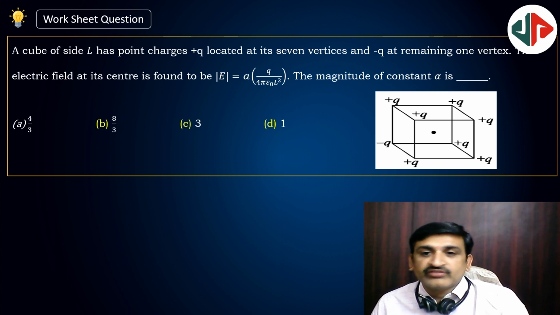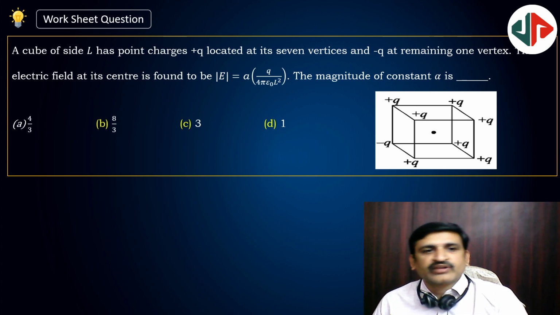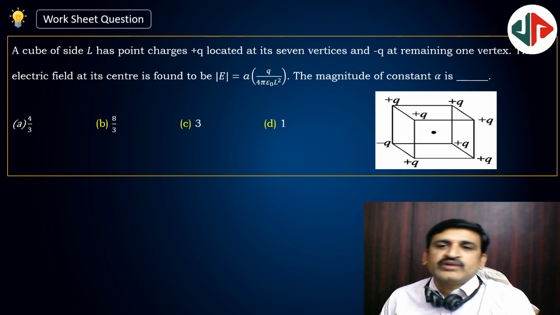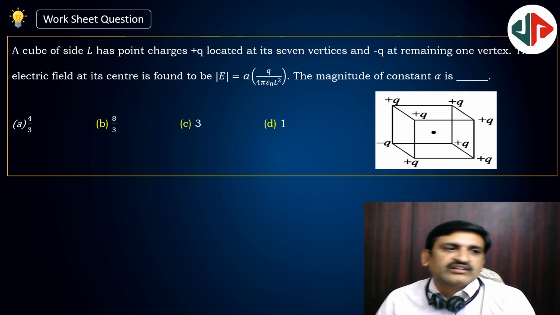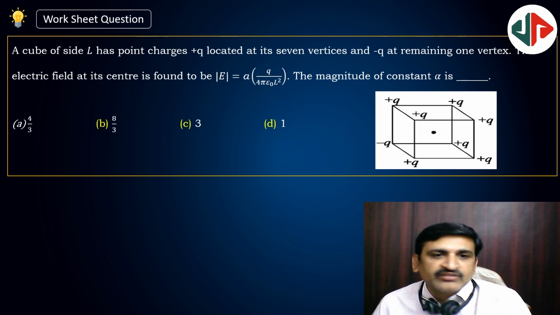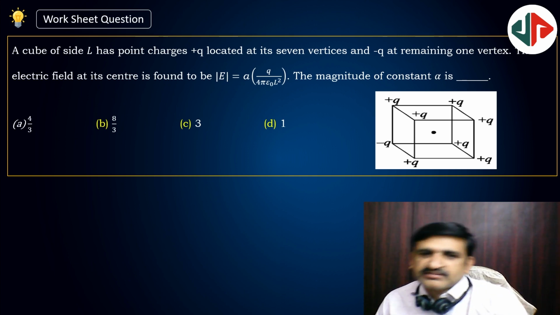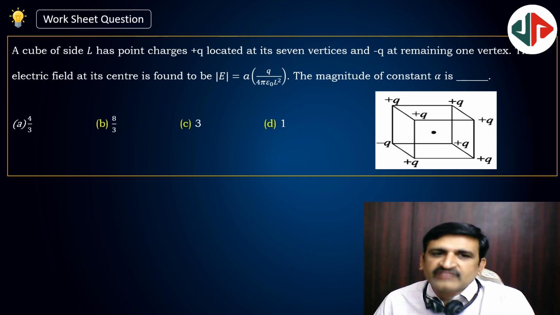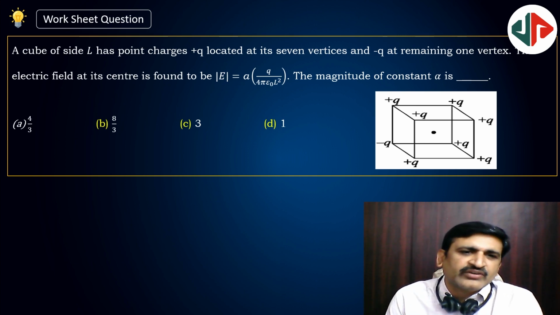1, 2, 3, 4, 5, 8 are there. So 7 vertices, charges are there. Minus Q at the remaining 1 vertex. The electric field at its center is found to be alpha times Q by 4 pi epsilon naught L square. Magnitude of alpha. That is not A, alpha. This is alpha.